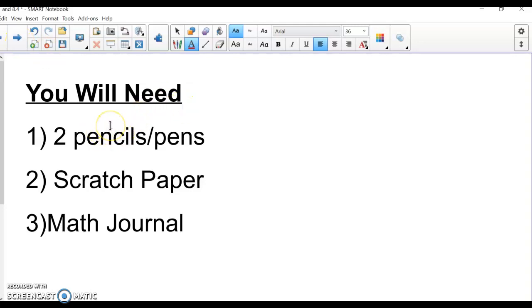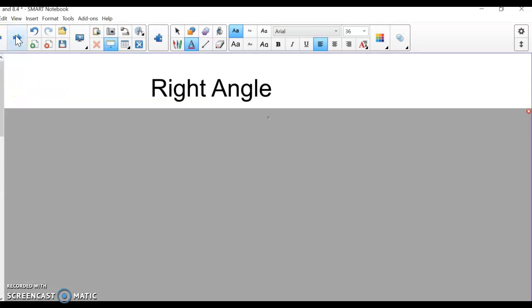I want you to try and find two pencils or a pencil and a pen in your scratch paper in your math journal. Okay, so pause it, and if you need to, go ahead and see if you can track down another pencil or pen.